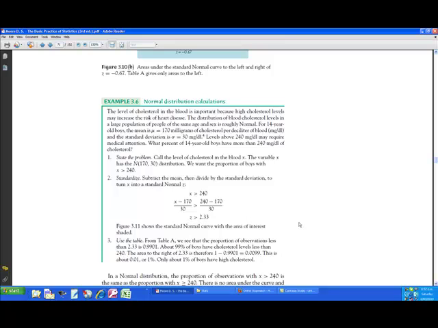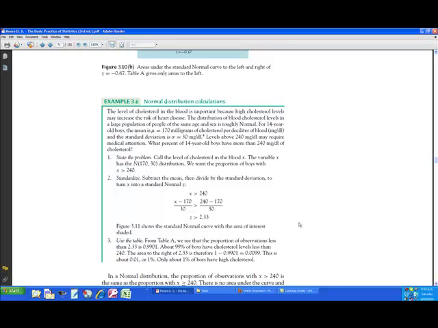And the standard deviation, so in other words, if you have a lot of boys and you measure their cholesterol, the average is going to be about 170. And if you take the standard deviation of all those boys' cholesterols, it's going to be, according to this, about 30. Levels above 240 may require medical attention. What percent of 14-year-old boys have more than 240? Okay, let's read what they say. State the problem. Call the level of cholesterol in the blood X. The variable X has the N(170, 30) distribution.